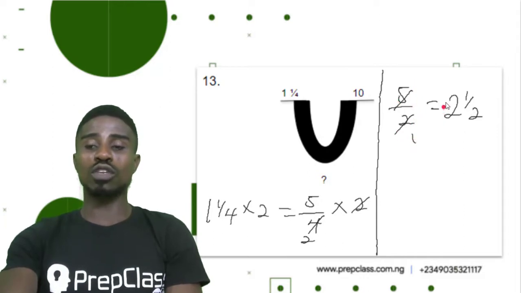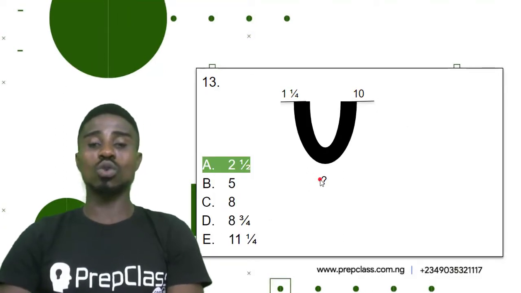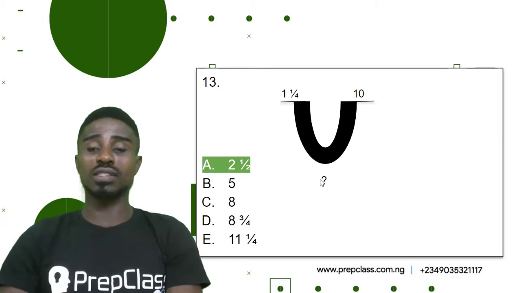2 will cancel 5 to give us 2, remainder 1. So remainder 1, which will now be written as 1 over 2. So our answer is 2 whole number 1 over 2. That will be our correct answer here. Let's check it out. Question 13, option A, 2 whole number 1 over 2 is our correct answer. Let's look at the next question.